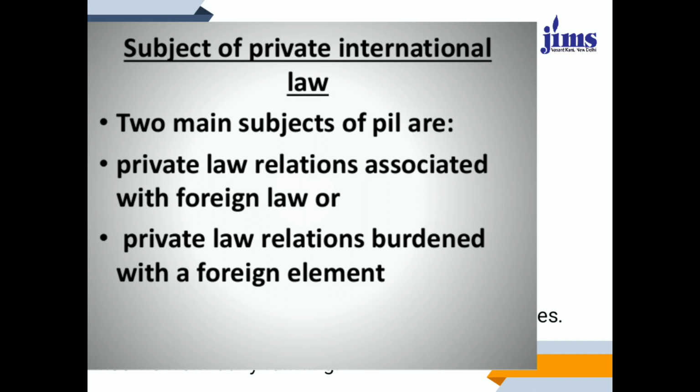Next we move on to the subject of private international law. There are two main subjects of private international law: private law relations associated with foreign law, or private law relations burdened with a foreign element. So these two things are very important.